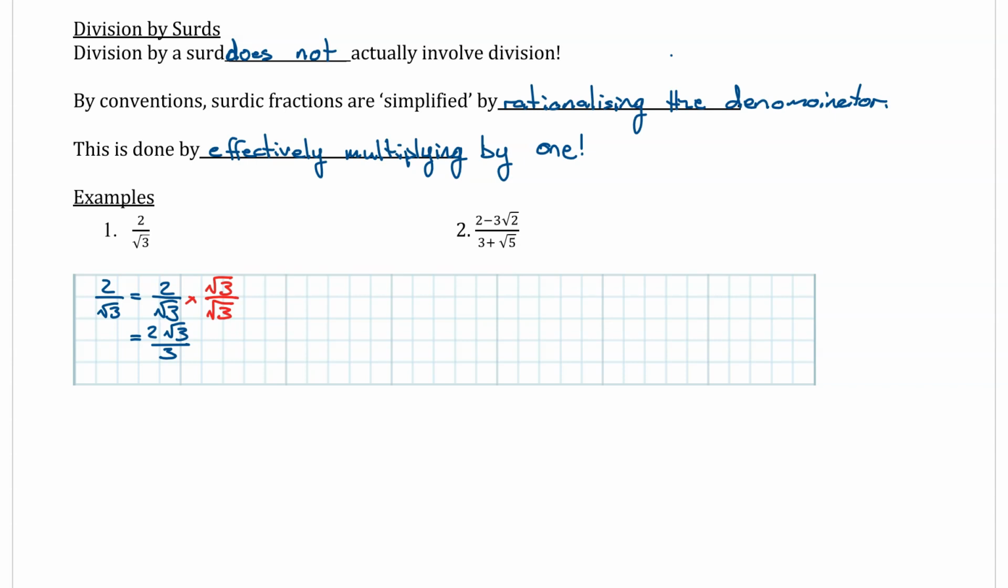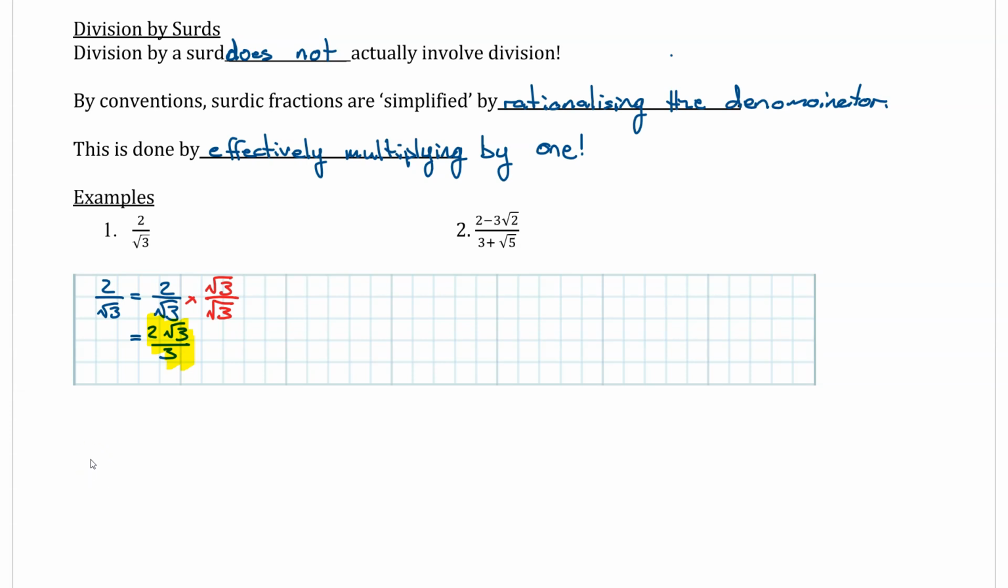So if you don't believe me, grab your calculator and put in 2 over root 3 and have a look what the value will be, and then do the same for 2 root 3 over 3. And what you'll find is the values will come out to be identical, but the difference being that in our second form, what we've got is a rationalized denominator.